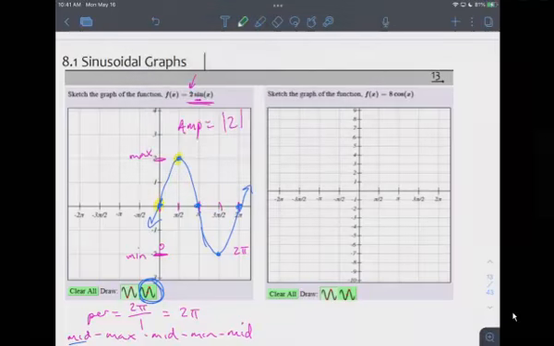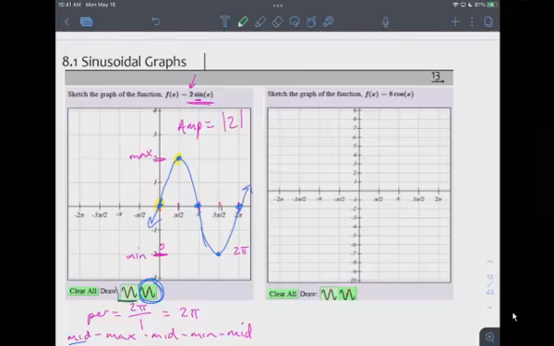Now, if we chose to use the cosine graphing utility instead, what we would choose is a maximum point and a minimum point. So you could also complete this graph by choosing the cosine button and then selecting those 2 points, the maximum and the minimum, and it would still create that same graph for you.